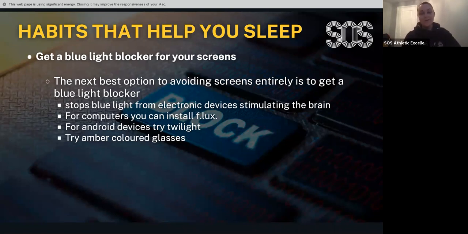And then, if you are not willing to turn off your electronics or invest in a red light bulb, the alternative for you is to look at some blue light blocker technology. There's software you can get. For computers, there's something called F.lux. Android devices apparently have something called Twilight, which stops the blue light coming off the screen. I think iPhone has daytime and nighttime screen colors as well. So look in your phone settings, there's probably something there.